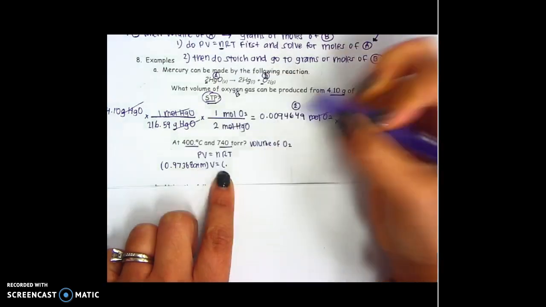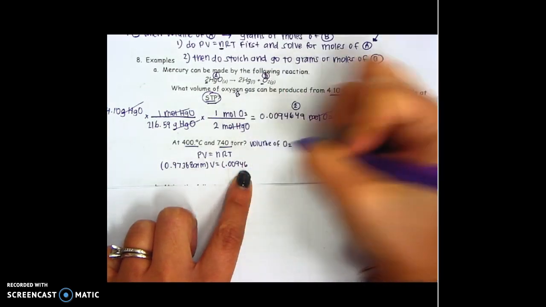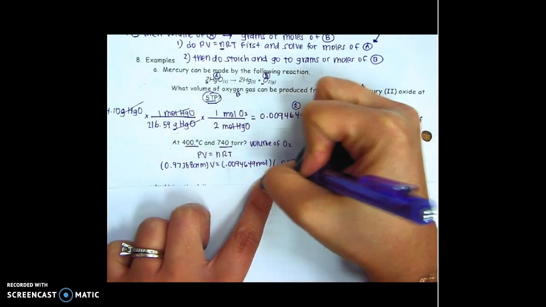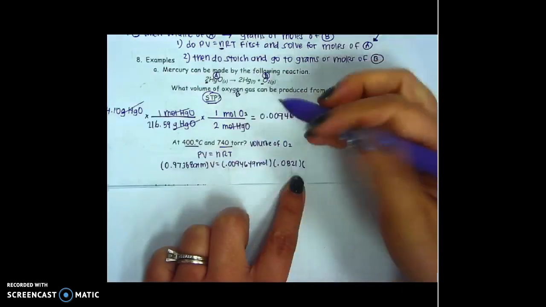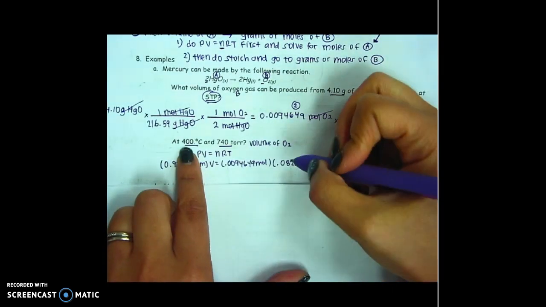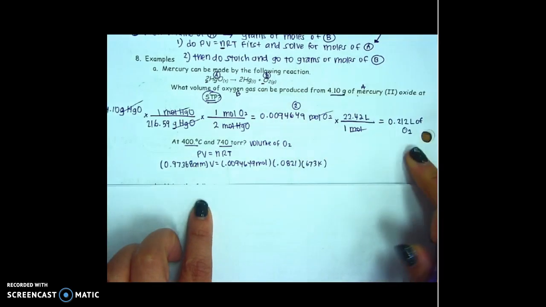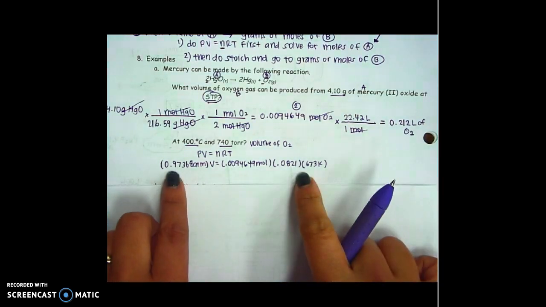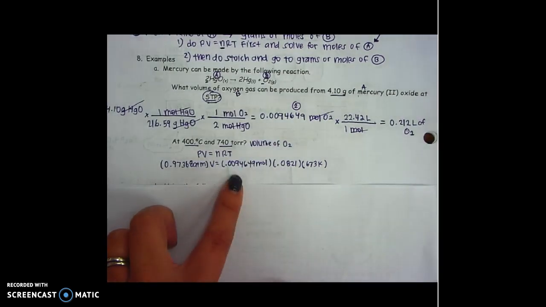So I'm going to put 0.0094649 moles. My R constant is 0.0821, and the temperature is 400 degrees Celsius, so we'd have to tack on 273 to it, so we get 673 Kelvin. Okay, so we're going to multiply this entire side, and then divide it by 0.97368 to get our volume here. So let's go ahead and do that.